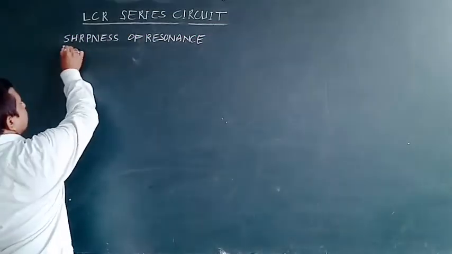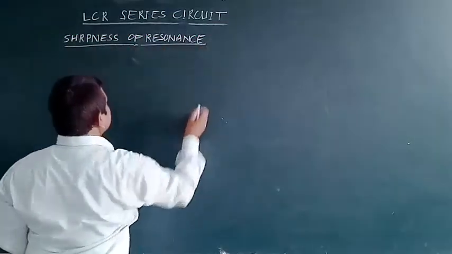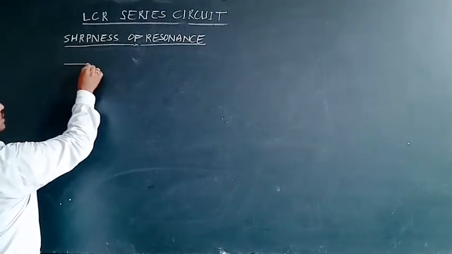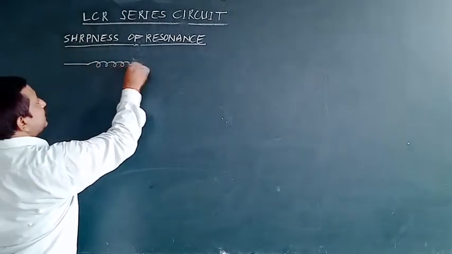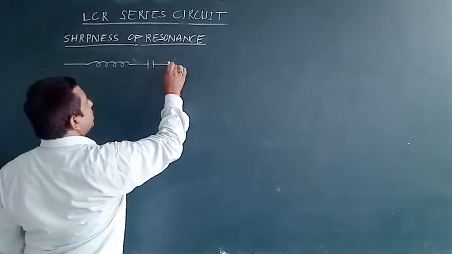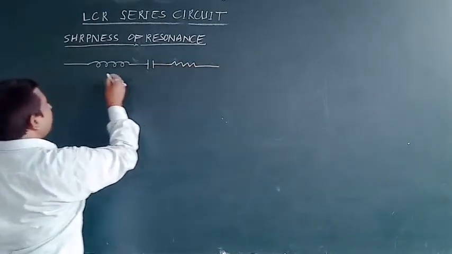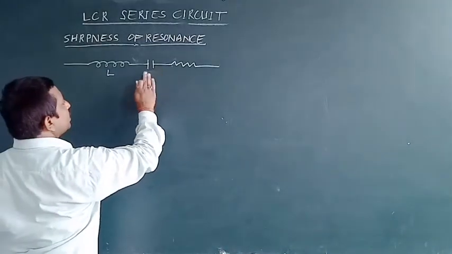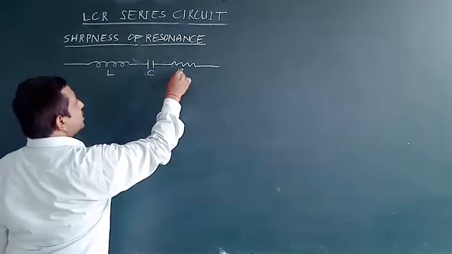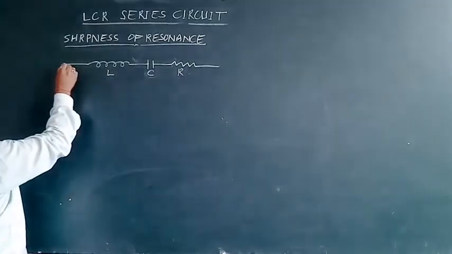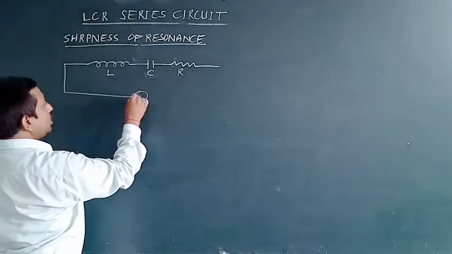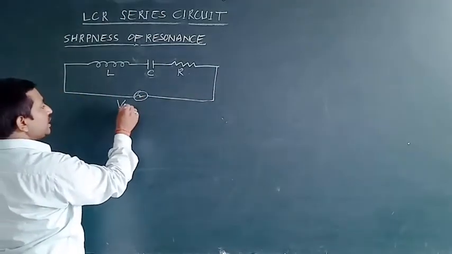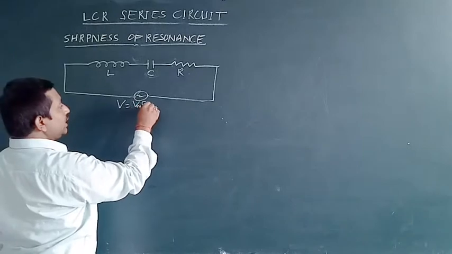Let us start our discussion about sharpness of resonance. For this, suppose that we have an LCR series circuit in which an inductor of inductance L, a capacitor of capacitance C, and a resistor of resistance R are connected to an AC voltage source whose instantaneous potential is equal to Vm sin omega t.